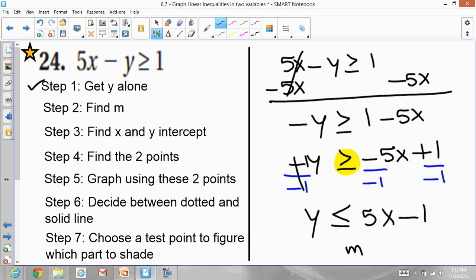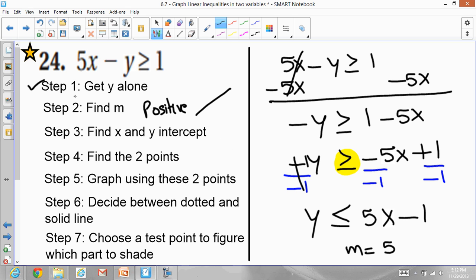So in this case, m is 5. This looks like y equals mx plus b. So m is 5, which means my m in this case is going to be positive. So once I figure out that this is going to be positive, my line is going to go like this. So that way you can eliminate 2 answer choices.